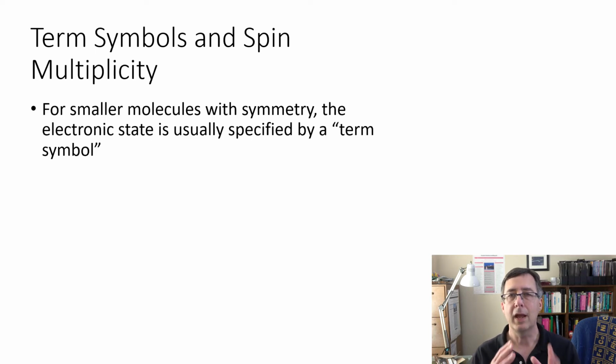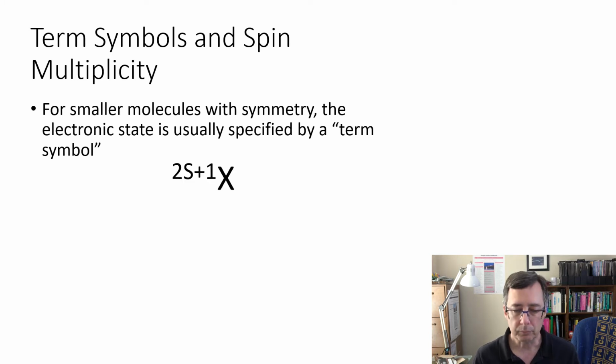So if you have a smaller molecule that has some kind of symmetry to it, all the OH bonds are equivalent in water, for example, so it has some symmetry. Anything like that, you can have what's called a term symbol, which is just a way to encode the symmetry that the state, the electronic state, has that you're trying to model. And they generally have this format.